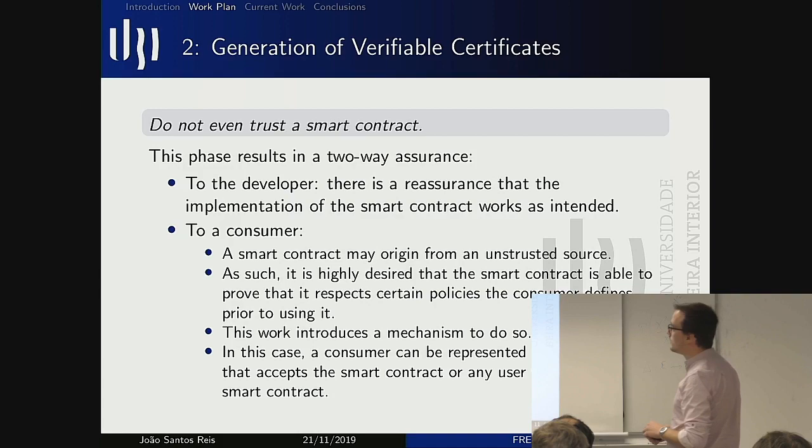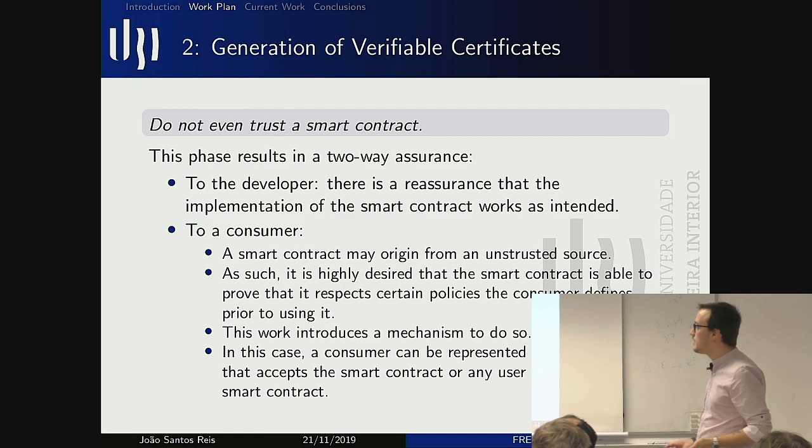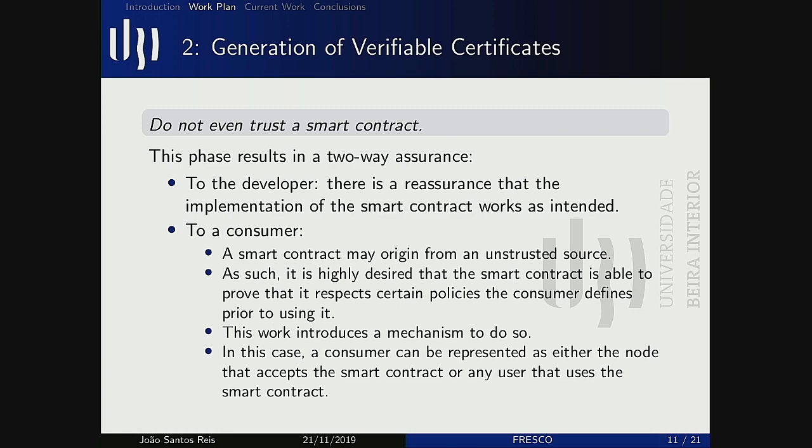Well, from this, it results in a two-way assurance to the developer of the smart contract. There is a reassurance that the implementation of the smart contract works as intended to a consumer of the smart contract. As you know, the smart contracts may come from some untrusted source, from a known source, so there are values at stake, and it's highly desired that the smart contract is able to prove that it respects some kind of policy, some kind of safety that the consumer expects it to have. So this work introduces a mechanism to do so, and in this case, we might consider the consumer as, for example, the nodes that execute the smart contract, but also the users that interact with the smart contract.